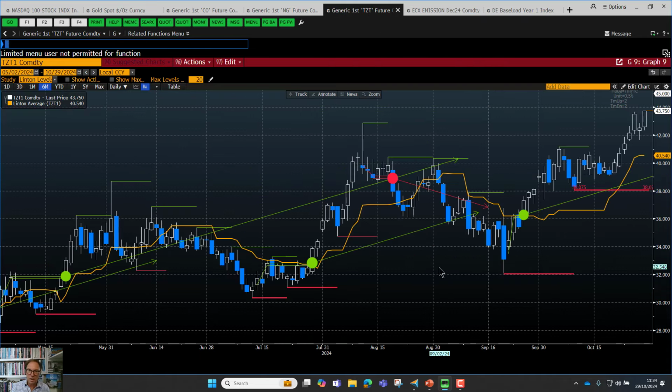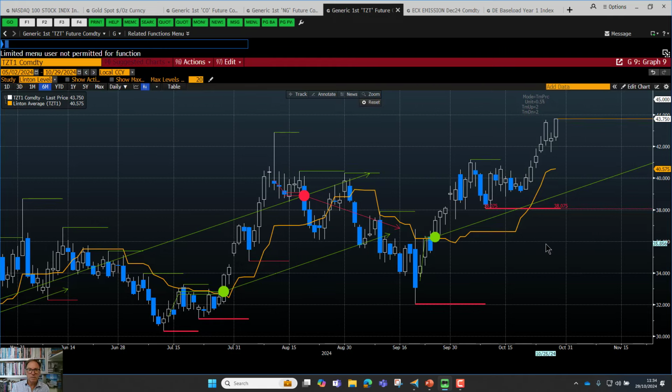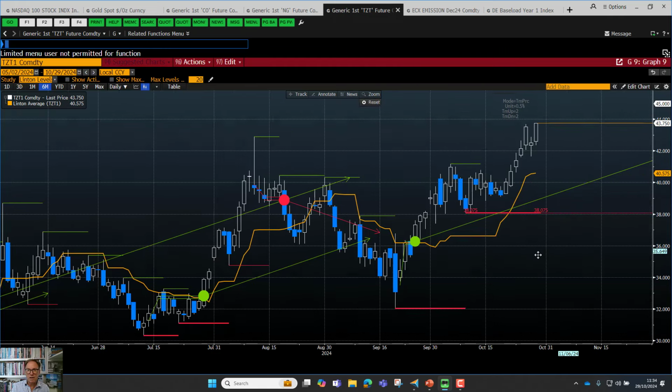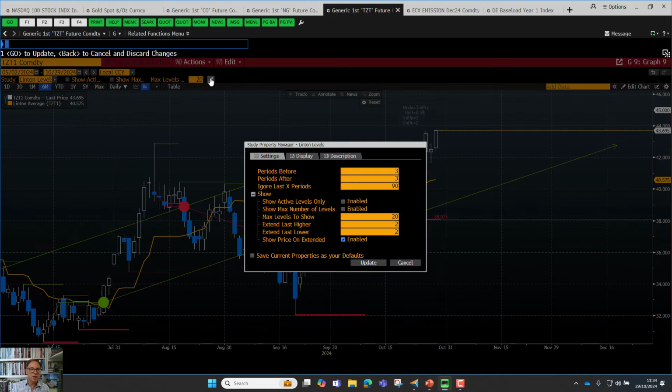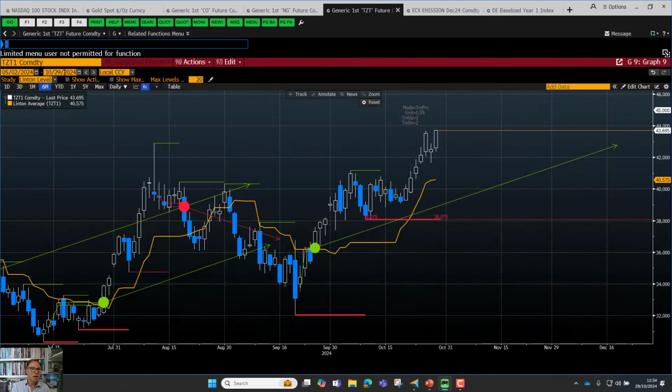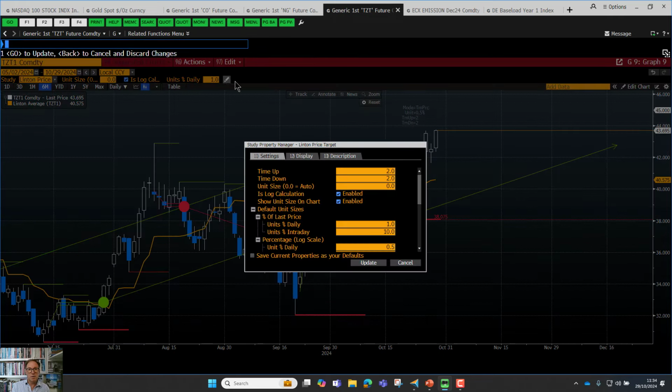If we look at gas, I look at a lot of energy markets. So here we see there's a target that was given on gas. It was met sooner. So I might want to change that level. So I could go and change the target. If I go to the Linton price target, and I might say, what happens if I change that to 1? And now it's going to adjust the levels.